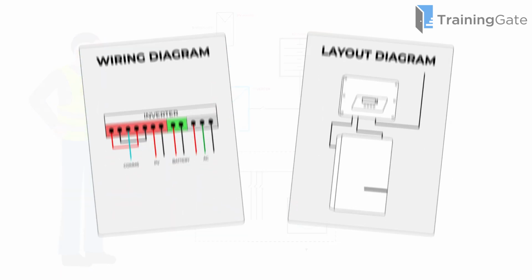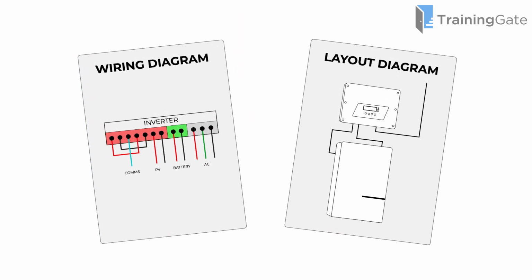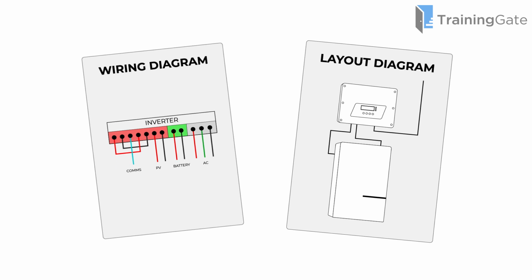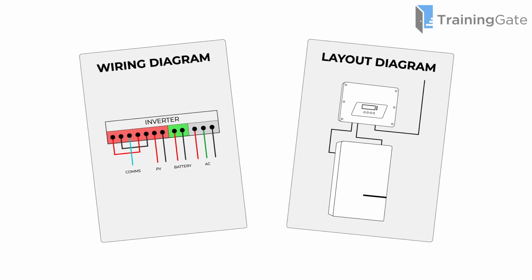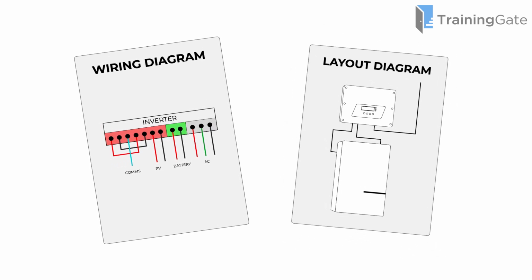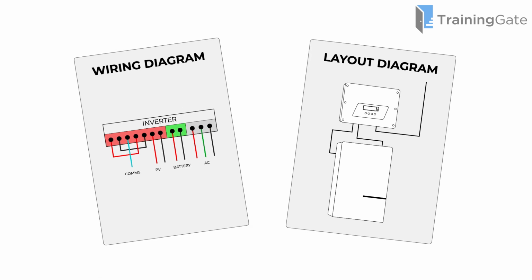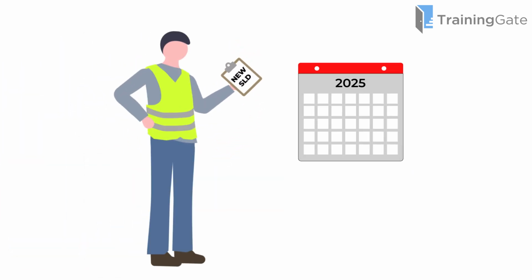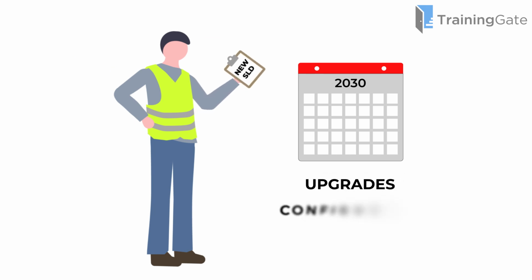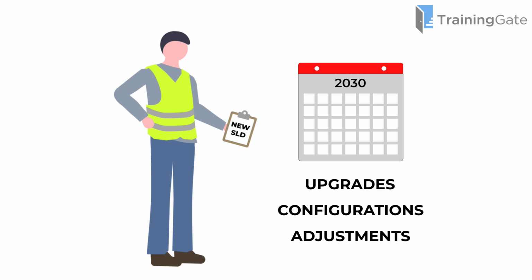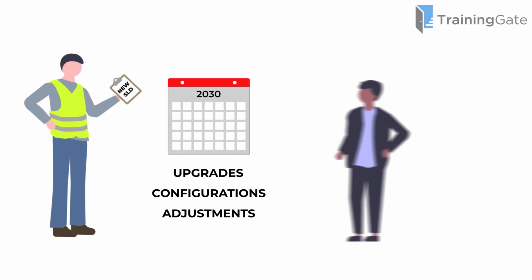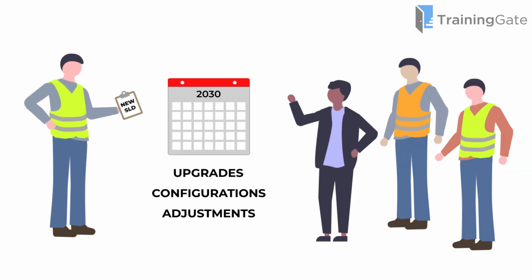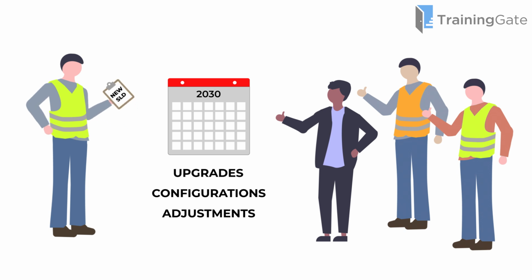It's also helpful to distinguish an SLD from other diagrams. Wiring diagrams show individual conductors and terminations, while layout diagrams depict the physical arrangement of equipment. SLDs should be updated regularly, ideally every 5 years or after any system changes like upgrades, configurations, or protection adjustments. When used correctly, they are an essential tool for safety, communication, and troubleshooting in any electrical or renewable energy installation.